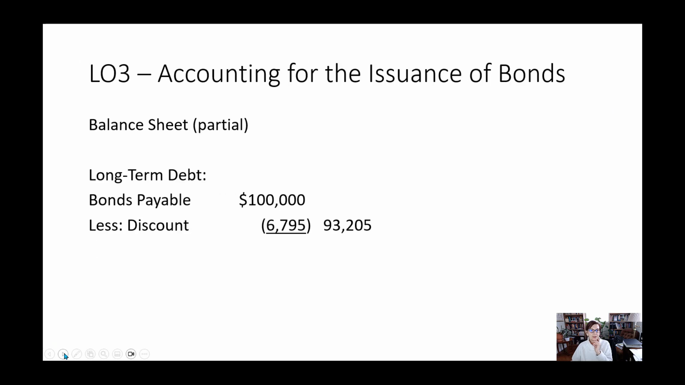Now let's see what this looks like on our balance sheet. So our balance sheet, this looks like every other contra account that you've seen. You have bonds payable of $100,000 minus your discount of $67.95 gives you $93,205. And then by the time this bond matures 10 years from now, this will be just the $100,000. So this gets smaller and smaller. As that one gets smaller, this gets larger. So the carrying value goes up, up, up, up, up until it hits $100,000 at maturity. Sorry, that's carrying value of the bonds.